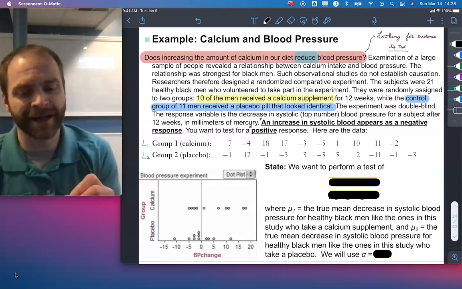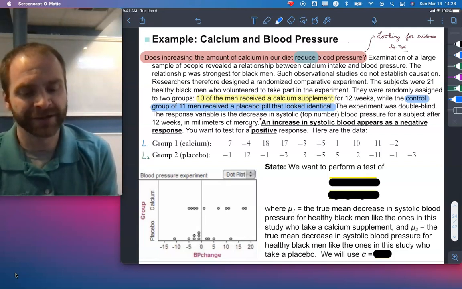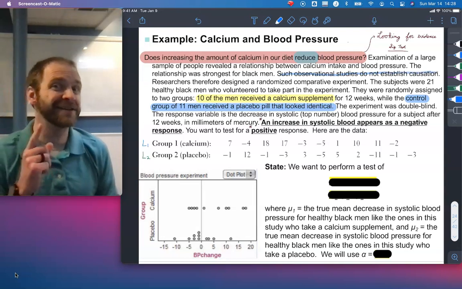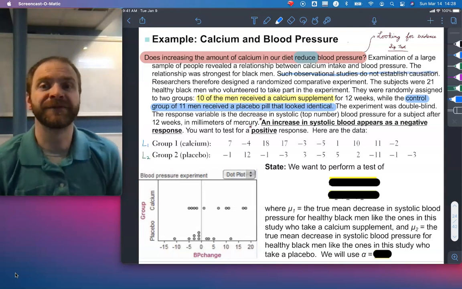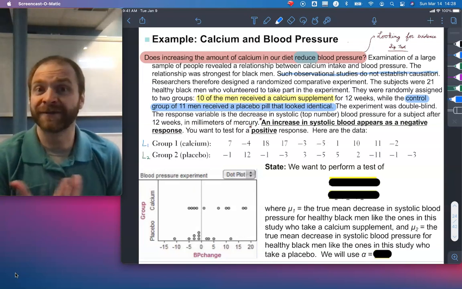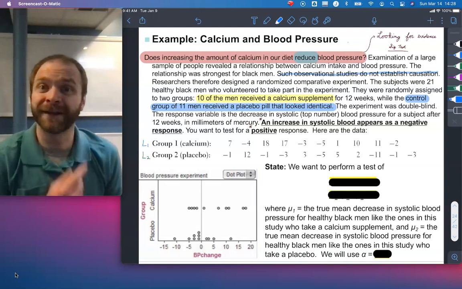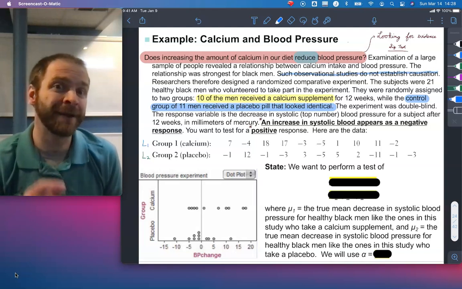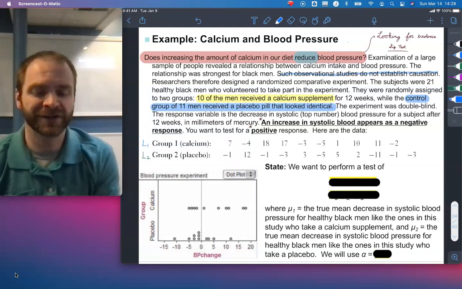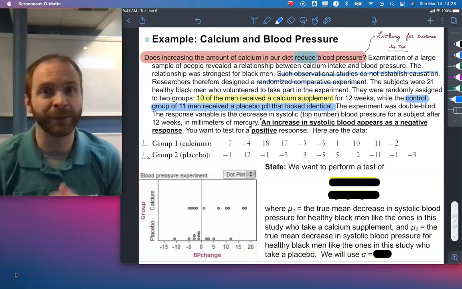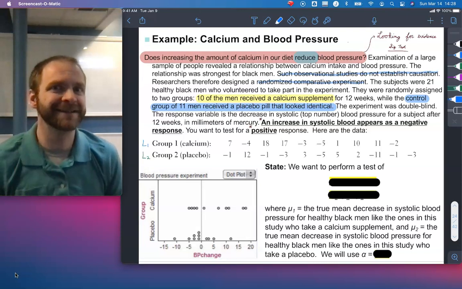You know what? I gotta stop. That right there. Observational studies do not establish causation. That sounds familiar. That's a good sentence. So since observational studies do not establish causation, well, what did they have to do? They had to do an experiment. Not just an experiment. They did a randomized comparative experiment. There's chapter 4. So we can't establish causation with observations, but we can with experiments. That does sound like something we learned.